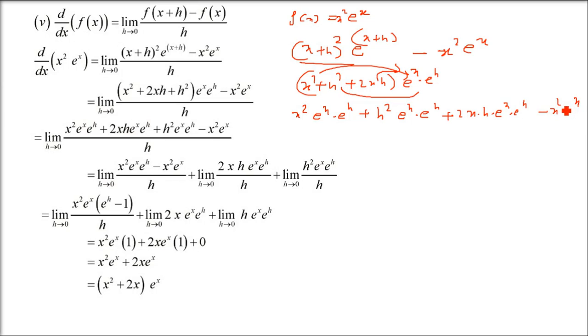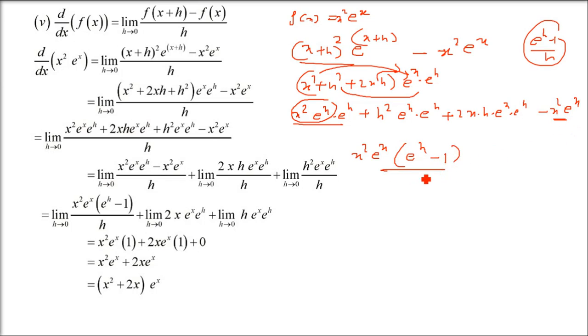Okay, so are we able to take something common? Yes. e raise h minus 1 by h will form. How? See, this one x square e raise x e raise h and x square e raise x, first and last, you can take x square e raise x common. So x square e raise x common, and then you have e raise h here minus 1, and you can always divide by h because h was already there. First principle, h is always in the denominator.